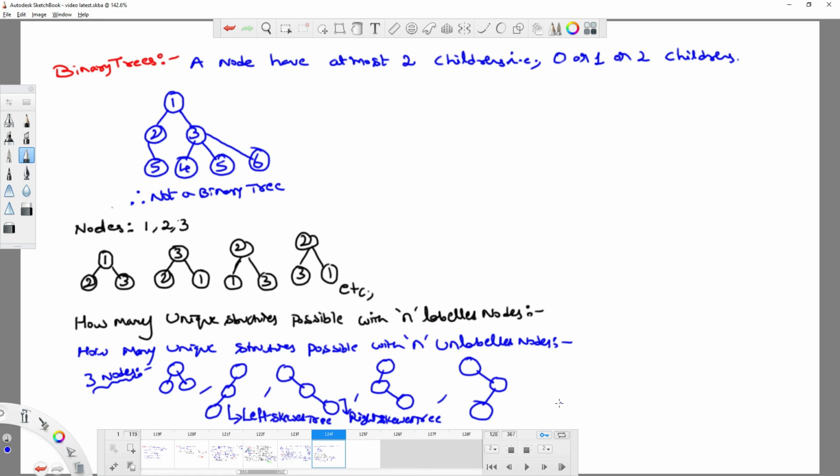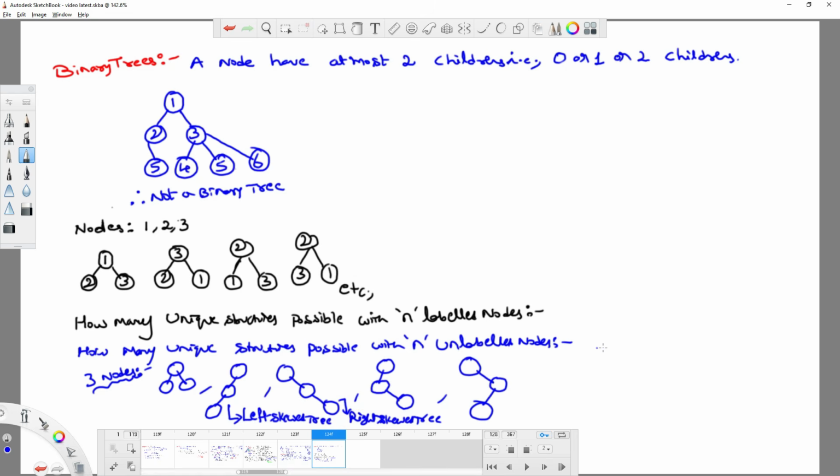Okay, fine. Meanwhile, tell me, are there any other structures possible? Just try to draw it for 4 nodes. For 4 nodes, how many will you get? Right? So, these are the 5 structures possible with the help of 3 unlabeled nodes. Any other you are going to get? No more. Only these 5 are possible.